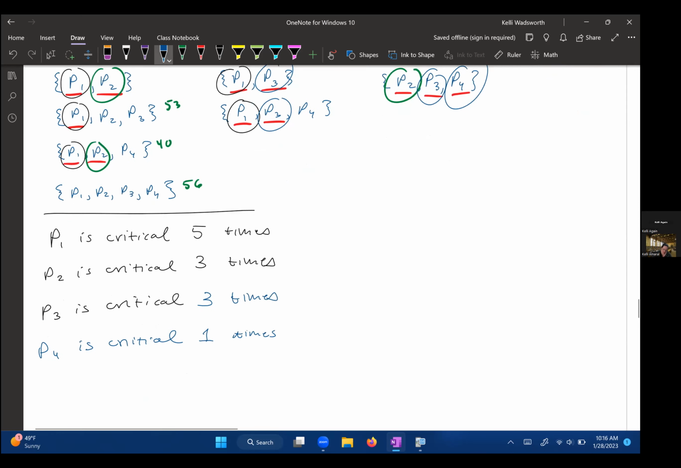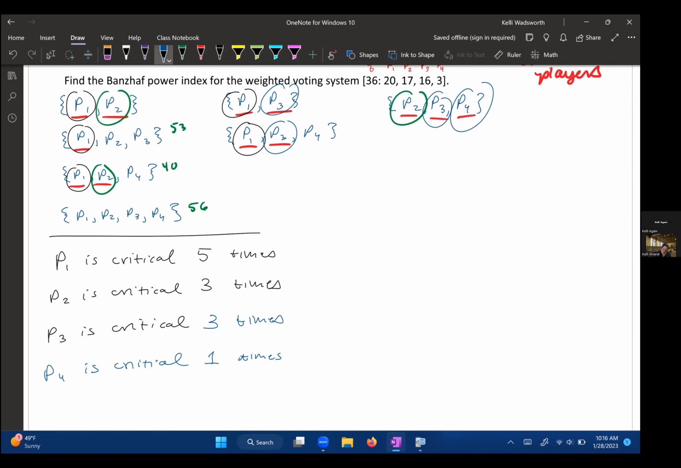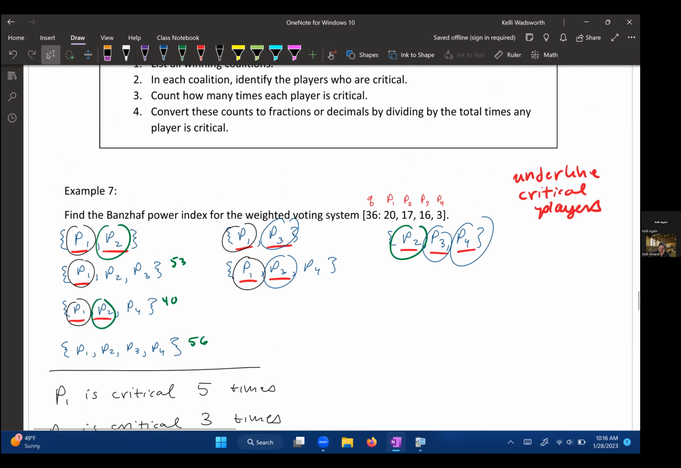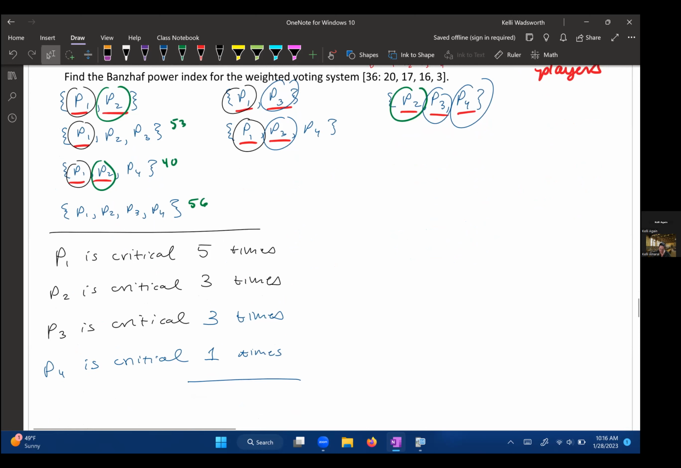But who cares? All right, so we need to add these all up, because remember, step 4 is to convert the counts we just did to fractions or decimals by dividing by the total number of times any player was critical, right? So we need to know all together. So 5 plus 3 plus 3 plus 1. That is 8, 9, 12. Yes, 12.